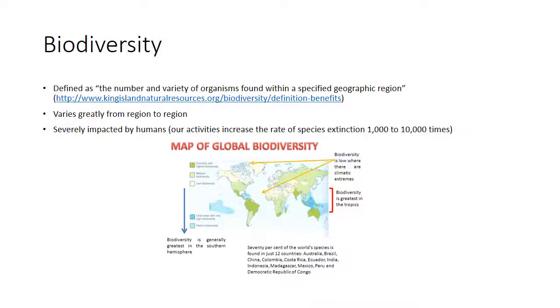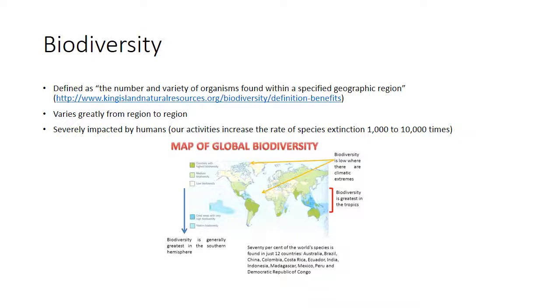But biodiversity is, again, a complex thing. Why do just these 12 countries harbor such a great variety of species? Definitely some climatic factors, and probably also peculiar geography, and maybe lack of some human activities that hurt biodiversity. And the last point that we want to make in this slide, biodiversity is severely impacted by humans.